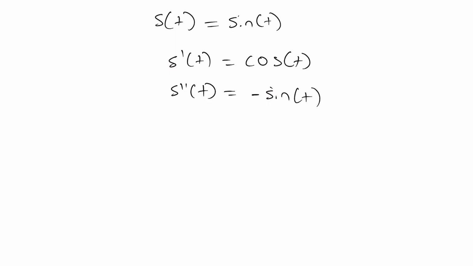And then if I were to say at t is equal to pi over 2, well, if we put in for t, pi over 2, into the velocity equation, or s prime of t, for cosine, it would be equal to 0. And then for the acceleration, or s double prime of pi over 2, it would be equal to negative 1.